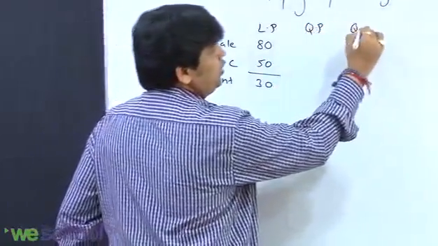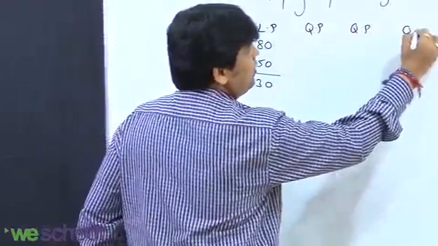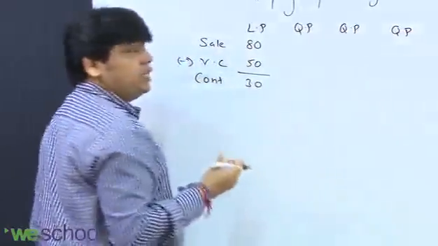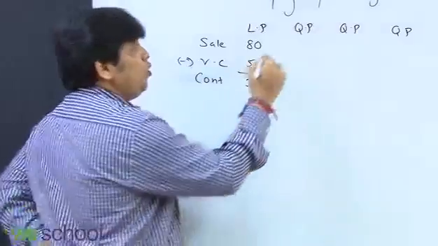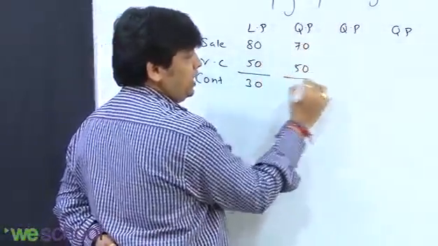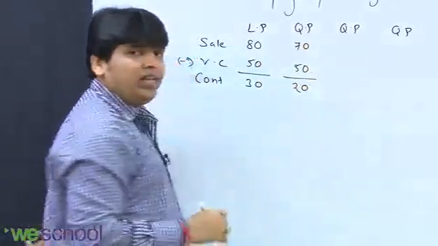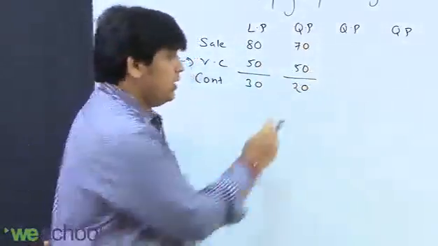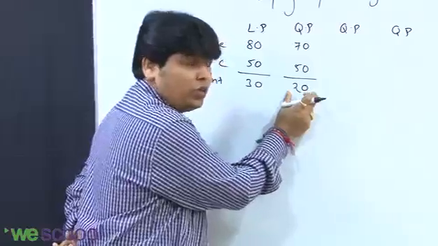Quotation price, quotation price, quotation price. I am giving three different quotation prices. Till what level will I accept? See, the quotation price they told me, sir, is 70. Okay, so what do you think? You'll accept? Sir, yes, because I am getting a contribution of 20.